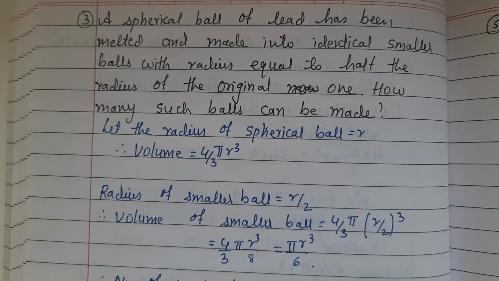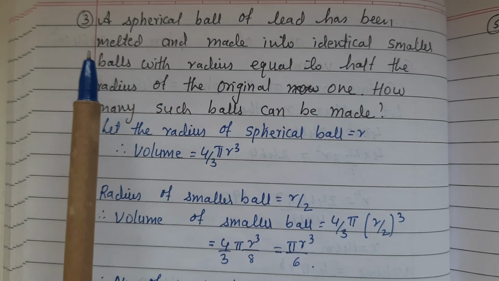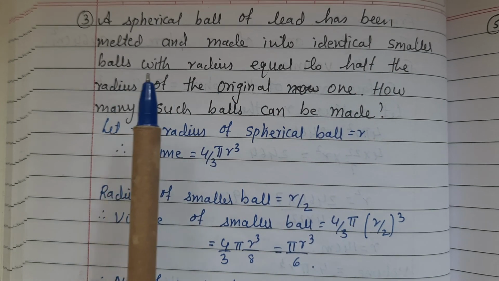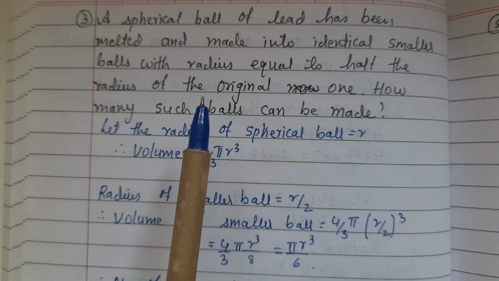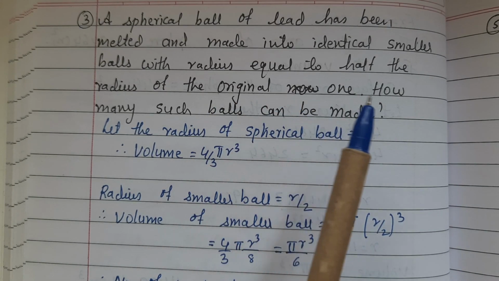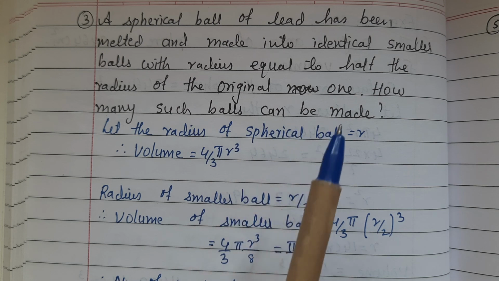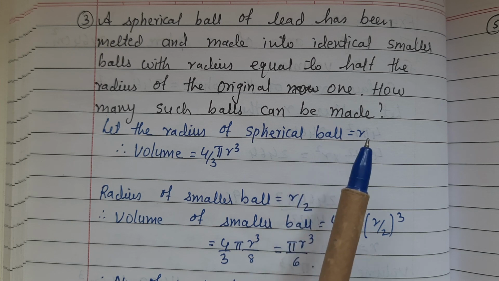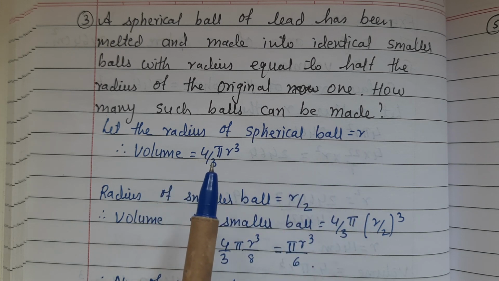Sum number 3. A spherical ball of lead has been melted and made into identical smaller balls with radius equal to half the radius of the original one. How many such balls can be made? Let the radius of spherical ball equal to r. Therefore, its volume will be 4 upon 3 pi r cube.